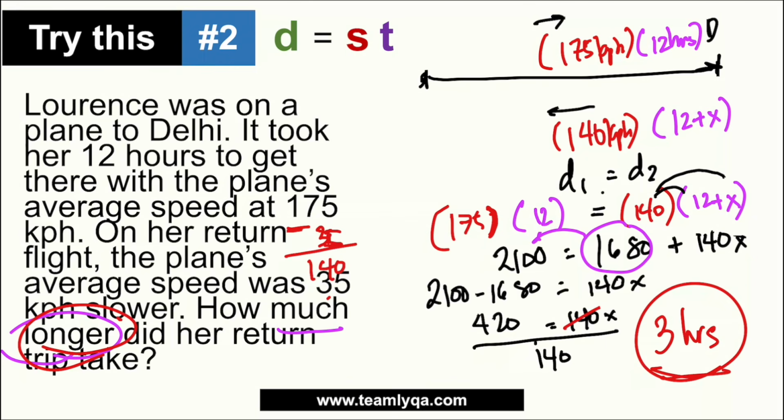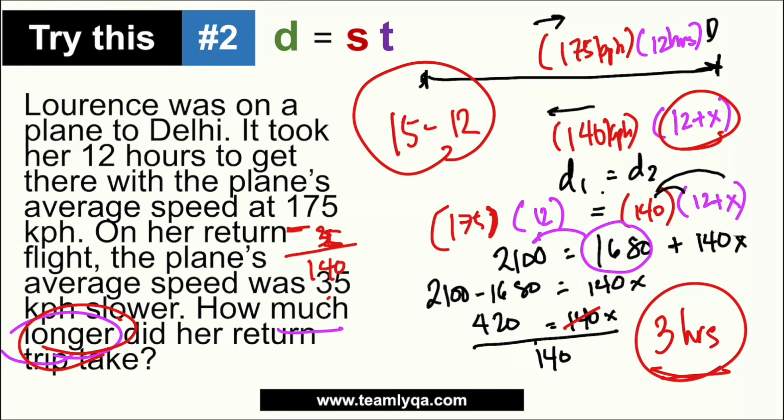Yan yung mga tricks na nagagamit namin yung mga gumagawa ng exam to trick you into answering the wrong thing. Kasi, syempre, pag nagmamadali ka or hindi ka maingat, hindi mo napapansin yan. Akala mo 15 ang tamang sagot. But actually, 3 siya dapat. Okay? Now, pwede mo rin namang gamitin na x ang nawawala dito instead of 12 plus x. Pero make sure na pag lumabas yung 15, ima-minus mo pa yung 12 sa kanya kasi nga ang tanong is how much longer and hindi how long. Kasi kung how long did her return trip take, ang sagot ay 15, pero kung how much longer, nagiging 3.